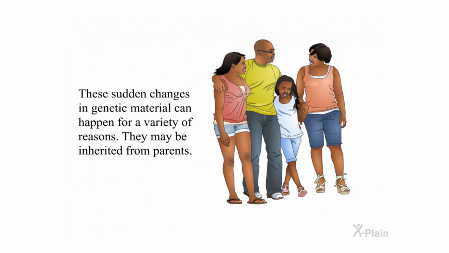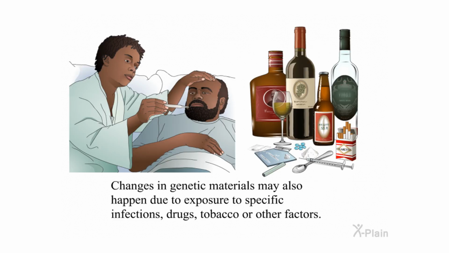These sudden changes in genetic material can happen for a variety of reasons. They may be inherited from parents. Changes in genetic materials may also happen due to exposure to specific infections, drugs, tobacco, or other factors.